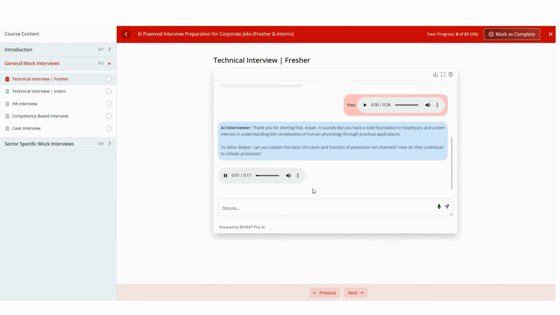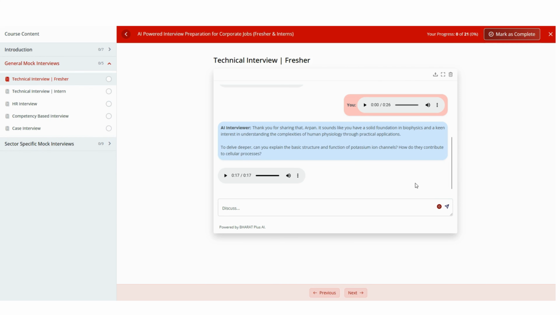Thank you for sharing that, Arpan. It sounds like you have a solid foundation in biophysics and a keen interest in understanding the complexities of human physiology through practical applications. To delve deeper, can you explain the basic structure and function of potassium ion channels? How do they contribute to cellular processes?